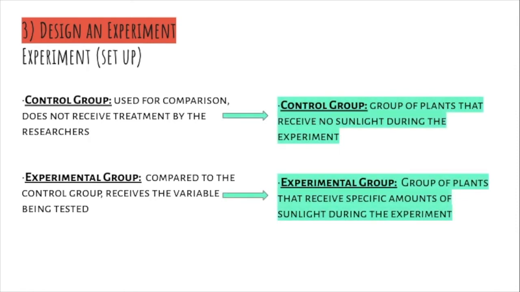Experimental groups are the ones that are compared to the control group. Experimental groups do receive treatment by the researchers or the variable being tested. For example, when testing the effects of amount of sunlight exposure on plant growth, the groups of plants that receive specific amounts of sunlight exposure would be the ones considered to be experimental groups.